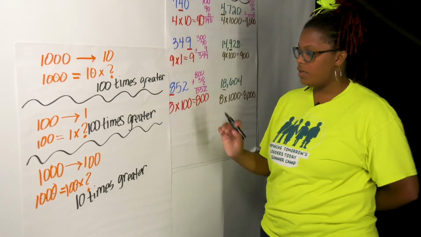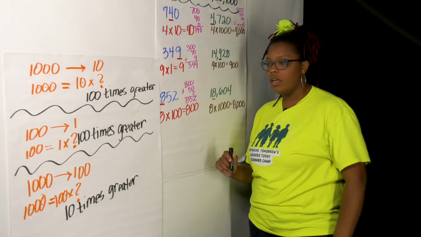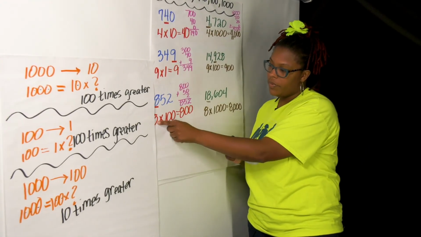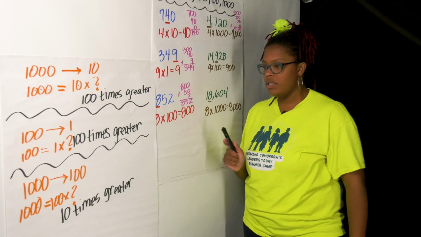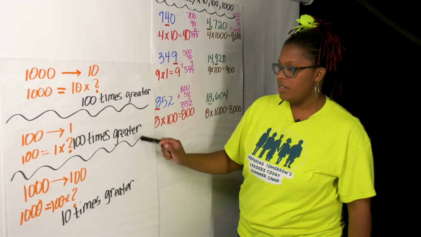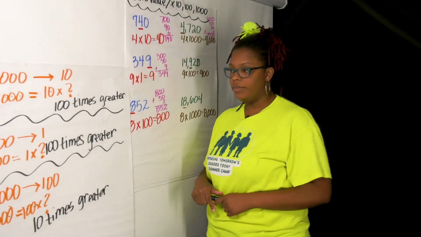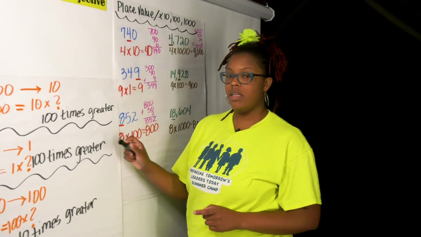Okay, so all we're doing is looking at our place values, understanding the values of those digits, and figuring out how many times greater is that number compared to another number. Okay, hopefully this method helped you.